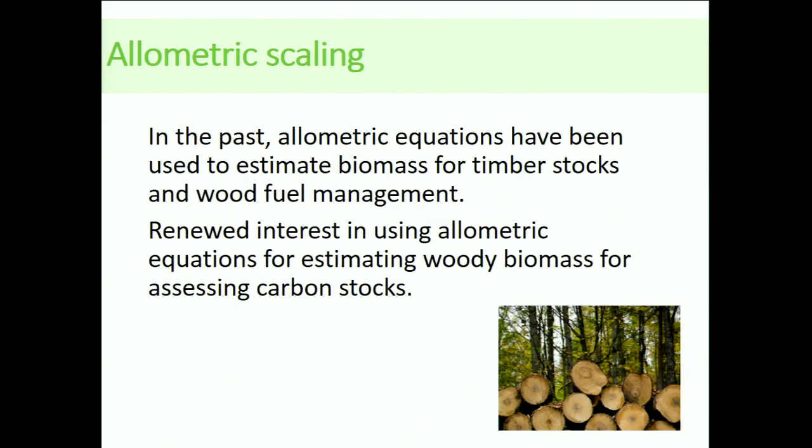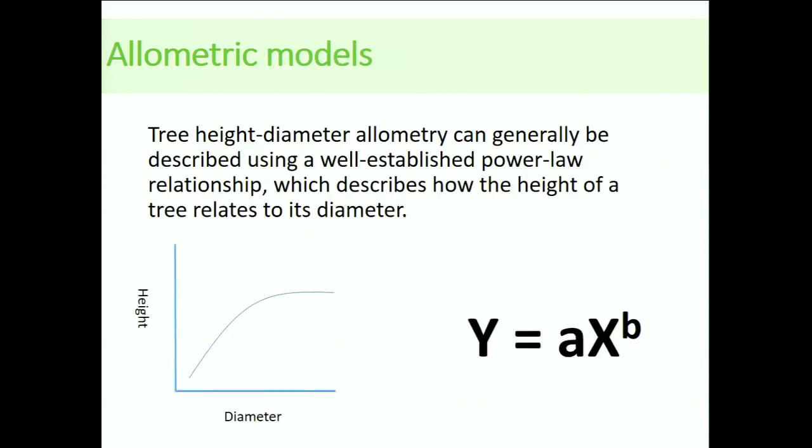Allometric scaling kind of went out of fashion. It used to be quite big to estimate timber stocks for the timber industry, but in about the last 10 years there's been a renewed interest because we use it to estimate biomass and carbon stocks. Tree height and diameter allometric relationships are what my research has looked at. Tree height and stem diameter can basically be described as a normal power function.